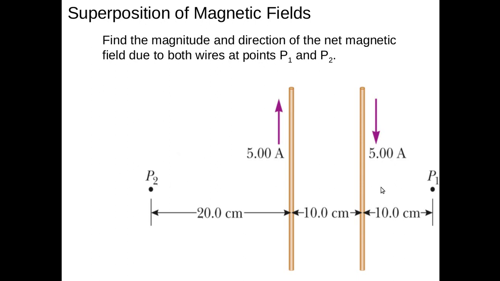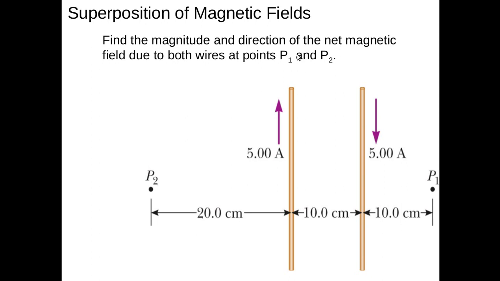Now again we're dealing with life in 3 dimensions. So we're going to have stuff going into the page, coming out of the page, all that stuff. So I've got 2 wires. The first wire has a current of 5 amps going in the positive y direction. The second wire has the same current, 5 amps, but in the negative y direction. I want to find the magnitude and the direction of the net magnetic field due to both wires at points P1 and P2.